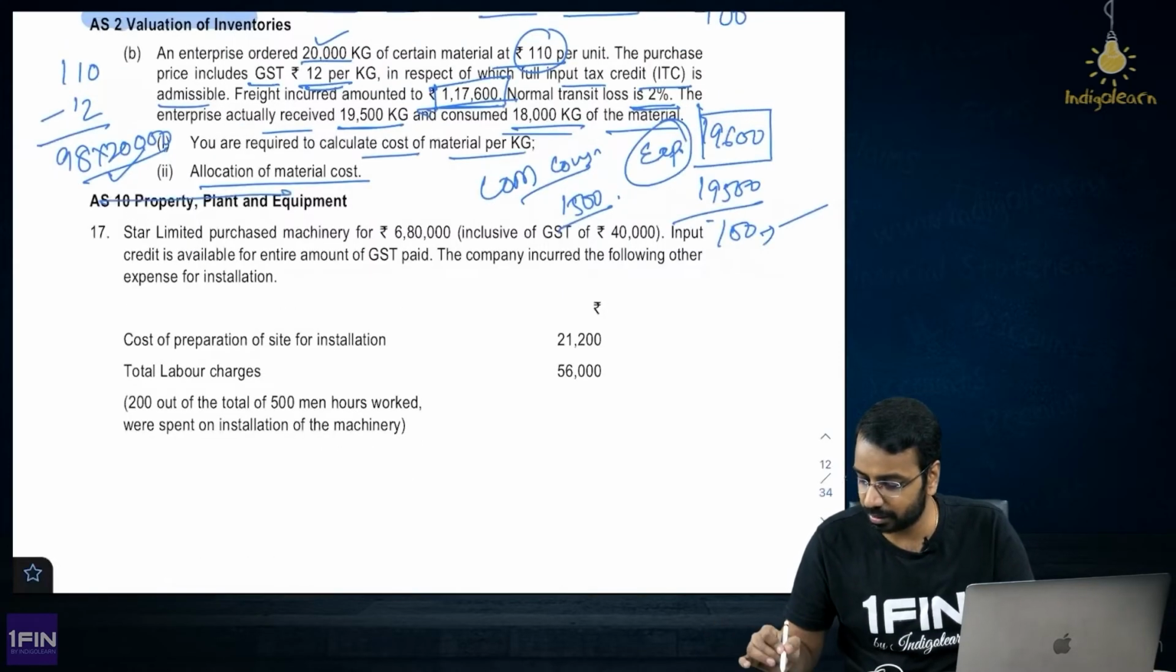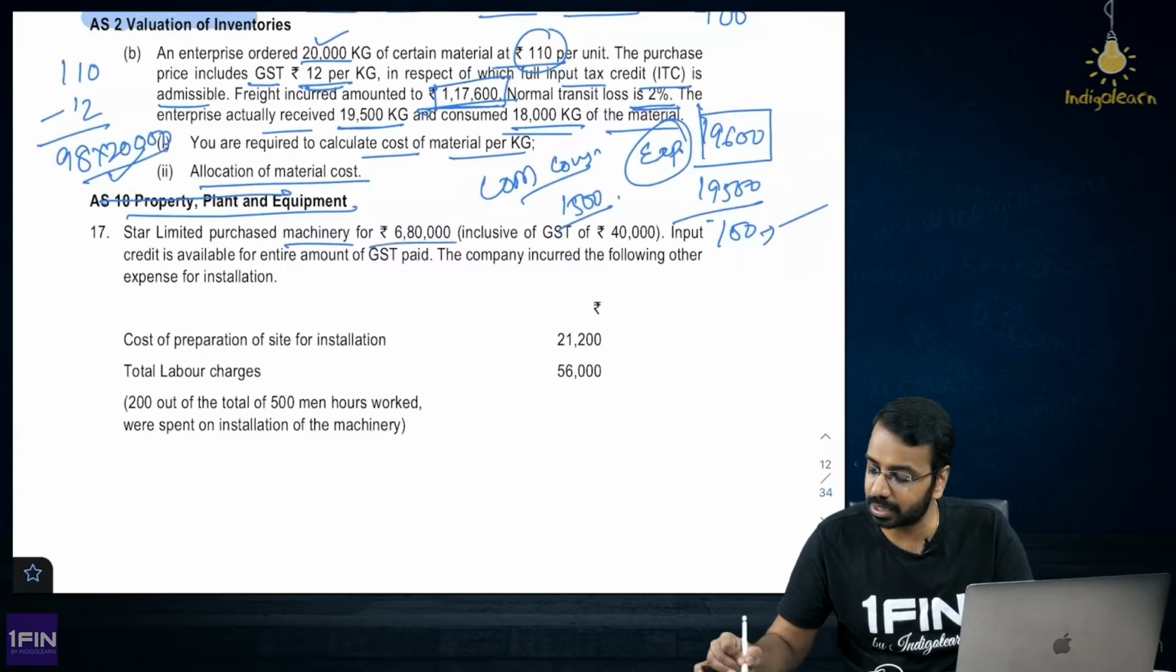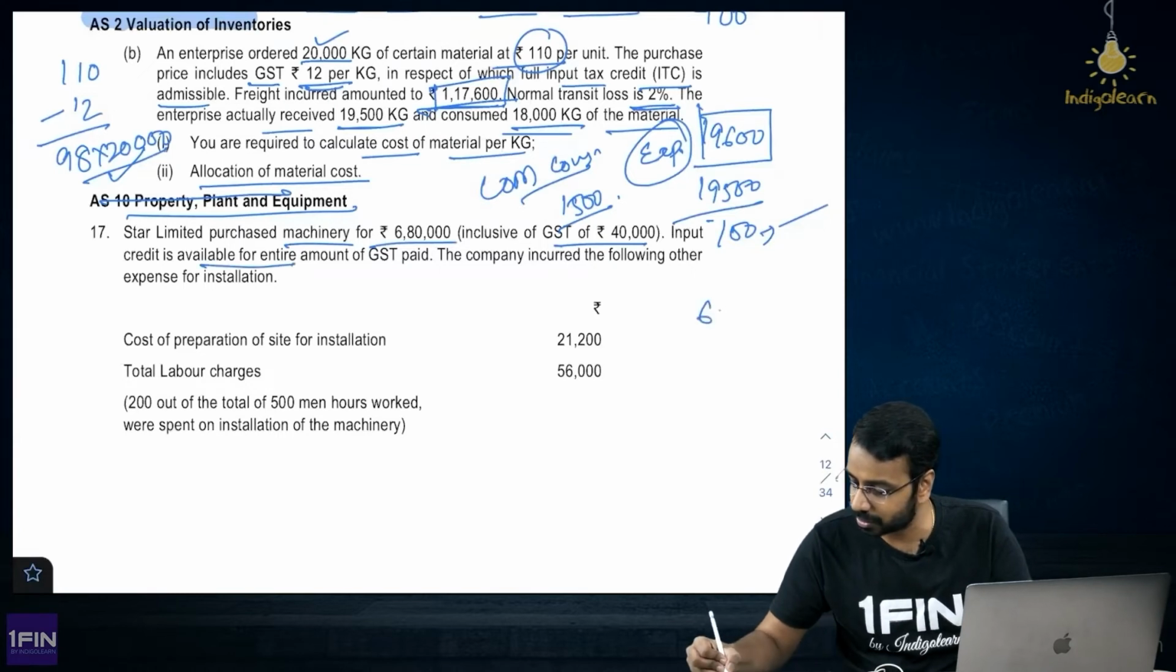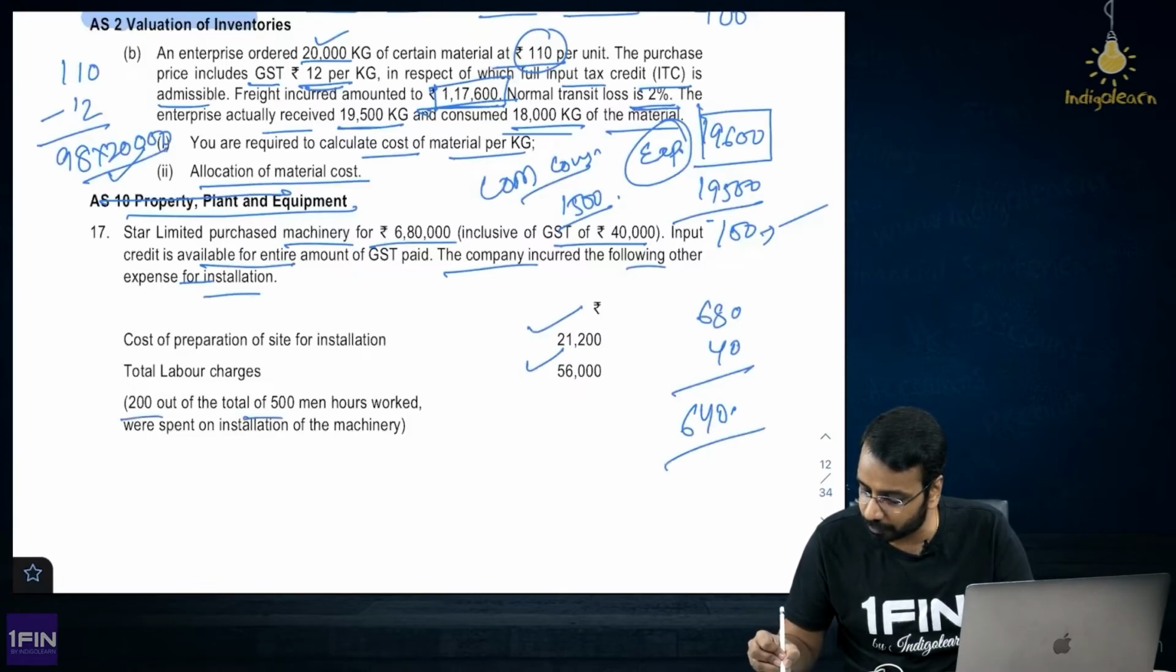Then AS10 on property, plant and equipment. Star Limited purchased a machinery for 680 inclusive of GST. So, thing is input credit is available. So, 680 minus 40, you will take 640. The company incurred the following other expenses. Cost of preparation you will include, labor charges you will include. 200 out of the total of 500 man hours worked were spent on installation of the machinery.